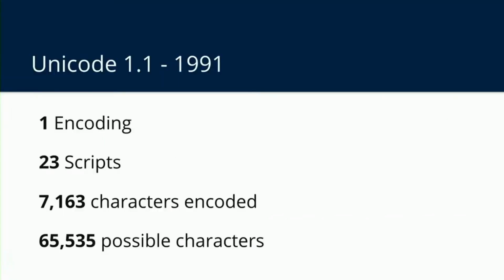So Unicode came about in the early 90s. It was in response to a couple of standards developed in the late 80s that didn't really fulfill the need to represent every character on the planet. Unicode 1.1, which tells you a lot because they didn't even get to release 1, it already got to 1.1, was a single encoding, included 23 scripts, primarily European and Middle Eastern scripts, and encoded 7,163 characters with space for up to 65,000.